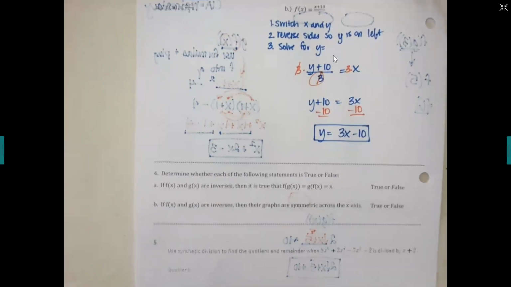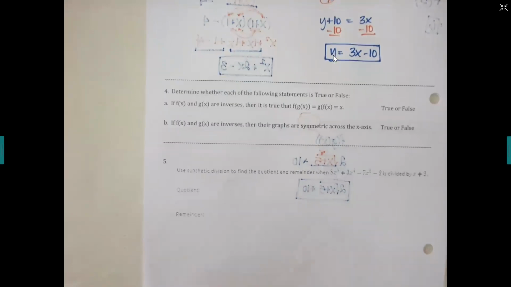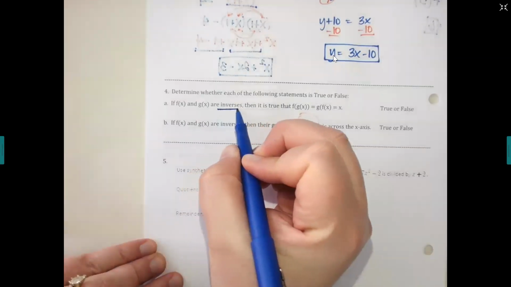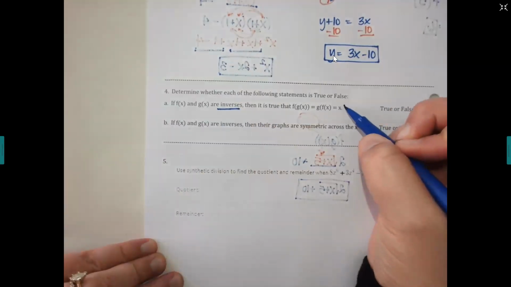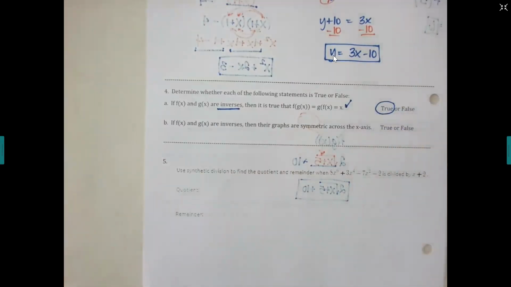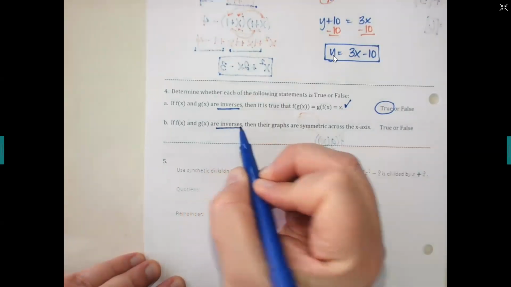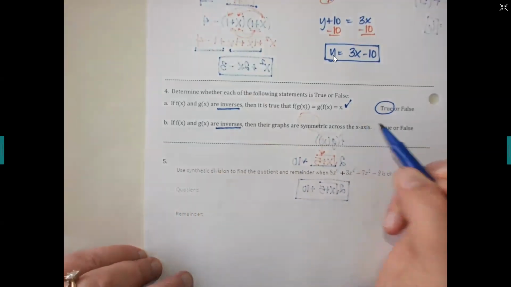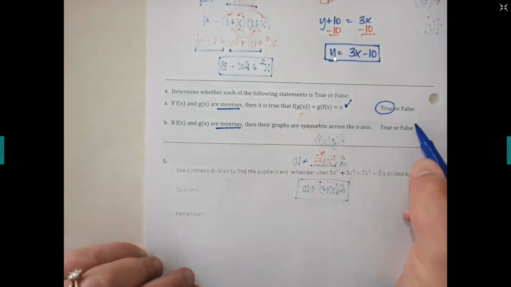We have a couple of true or falses. It says if f and g are inverses, then f of g equals g of f equals x. Remember that if they're inverses, everything is supposed to cancel out so that you get x. That is true. Second thing says that if the functions are inverses, their graphs are symmetric across the x-axis. That is not true.